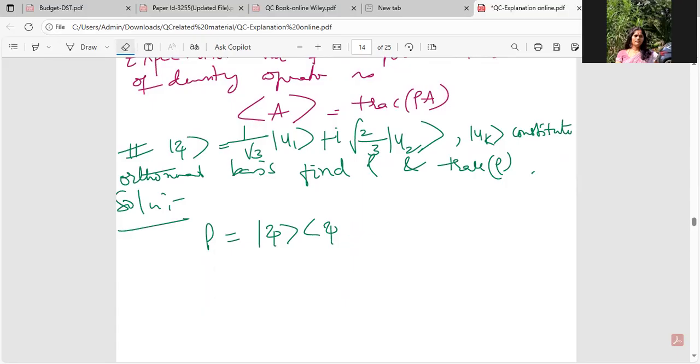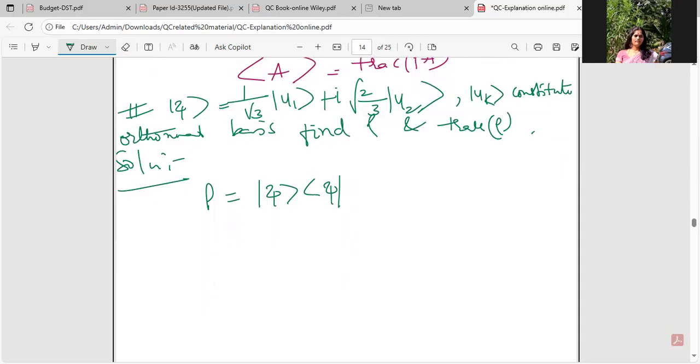Always, guys, understanding is easy, but writing is the only difficult part in quantum computing. Okay. I already have ket xi. I'll be needing its dual. What's its dual? It's nothing but the conjugate transpose, right? So 1 by root 3 dual of u1. I is there. Conjugate of i would be minus i. Root 2 by 3 u2.